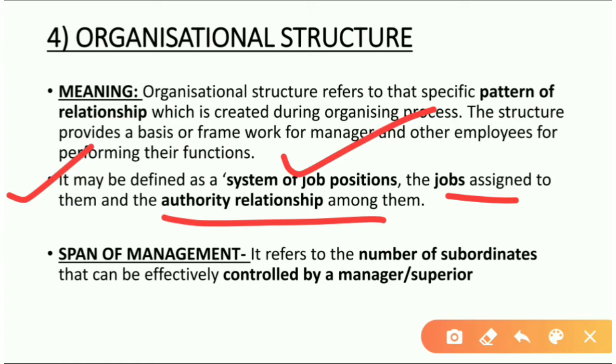See, it tells us the system of job positions. If we see the organizational structure, we will get to know the system of job positions, which means which employees are in which position. By the organizational structure we can know that. Who belongs to which department, what is the work of the manager, at which position the manager is in the organization. By seeing the organizational structure we can know all these points: in which positions the superiors are, in which positions the employees are, and under which department the employees are working.